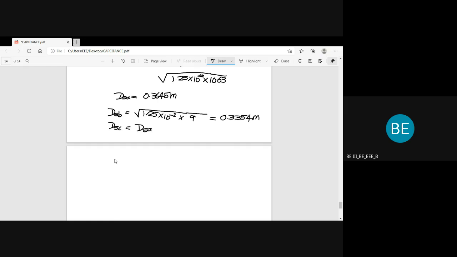Once we know all these three values, we can find Ds. That is the cubic root of DsA, DsB and DsC, which is 0.3645 into 0.3354 into 0.3645. So the Ds value is 0.3545.